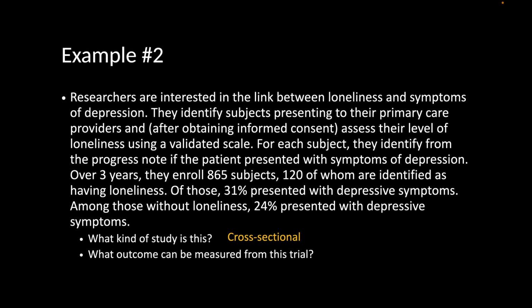And here they did. They measured loneliness, and then they looked at the note from that same day and looked to see if they presented with symptoms of depression. So you don't know if the depression is the cause of the loneliness or if the loneliness is the cause of the depression. But you might find, as we did here, that there was an association between them. Okay, so the outcome that you can measure from this is prevalence. All you can measure is the prevalence of depression and the prevalence of loneliness among people who are presenting with depression. And you can't make causal associations between loneliness and depression at all.